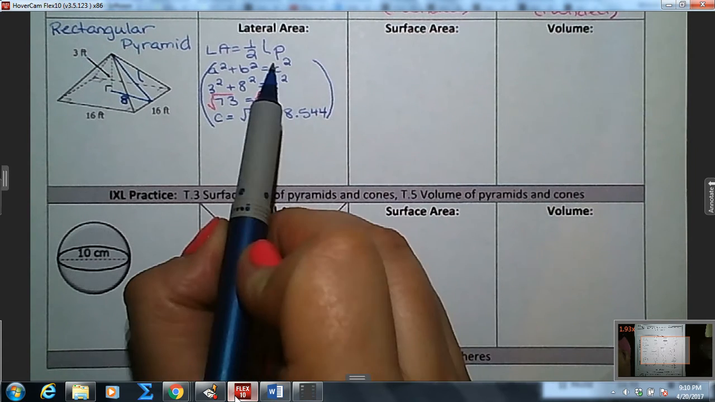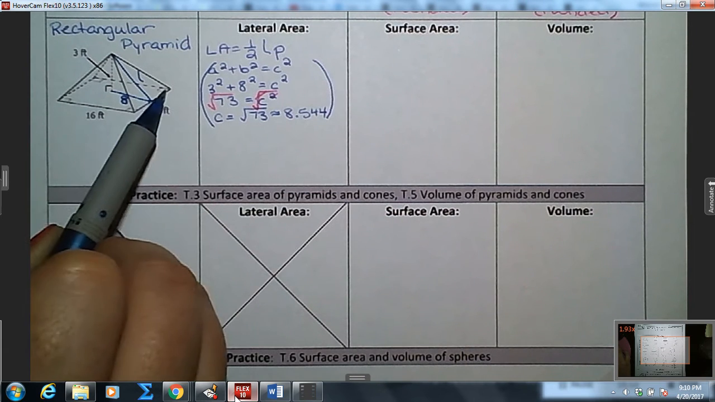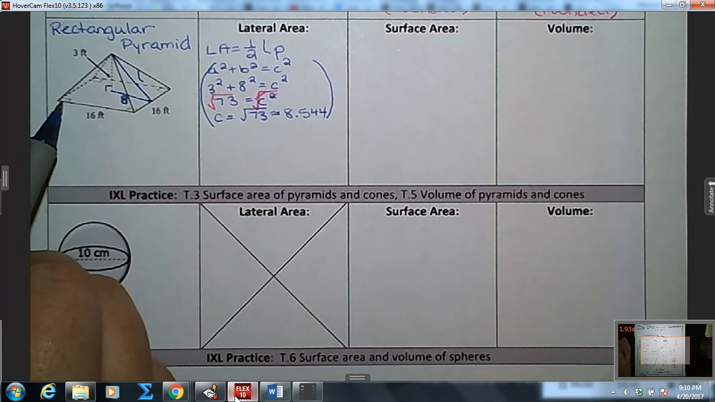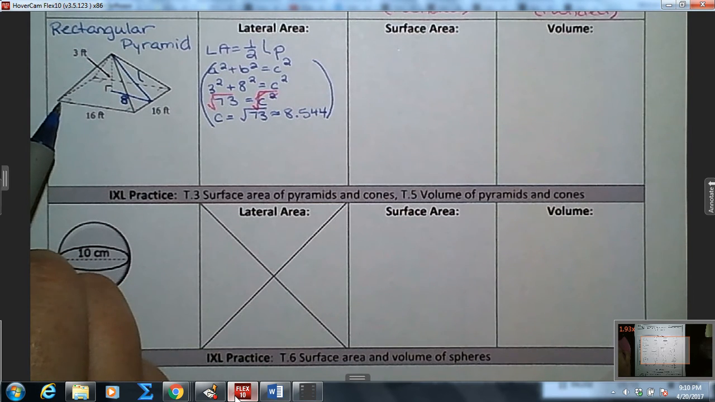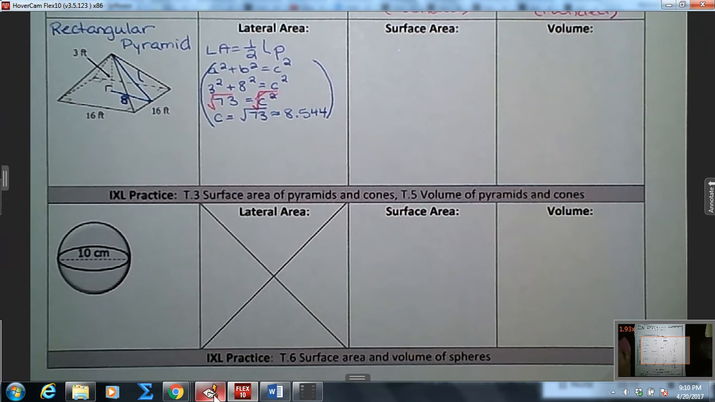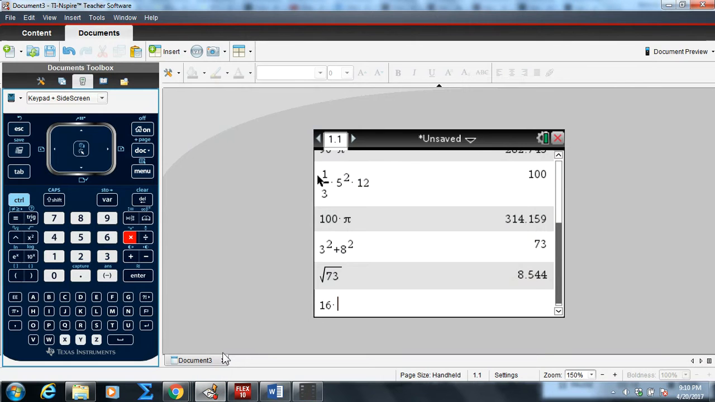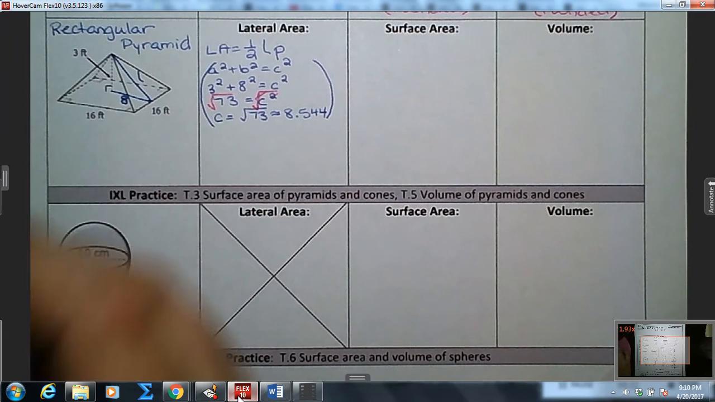The other thing we need to find ahead of time is the perimeter. The perimeter is the distance around the base. Here, our base is a rectangle, or a square, I guess, a square, because all the sides are the same length. 16 plus 16 plus 16 plus 16. A little faster, we could do 16 times 4. And our perimeter is 64.